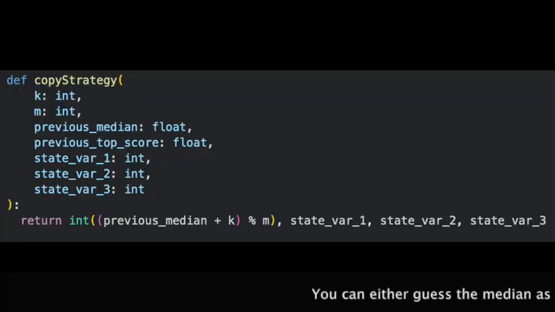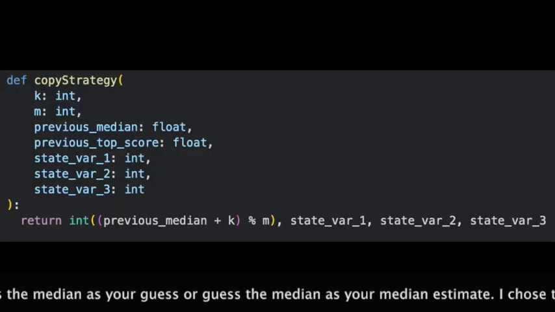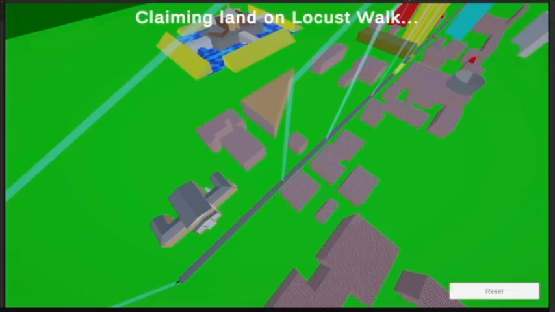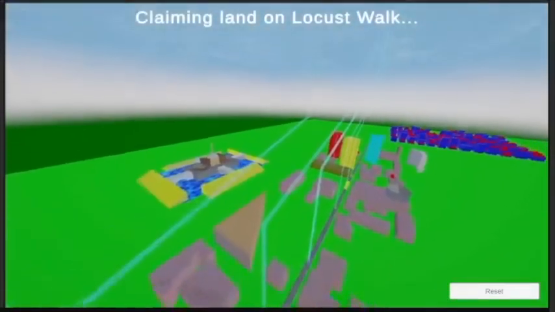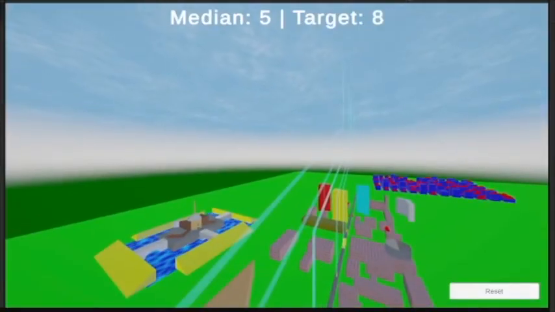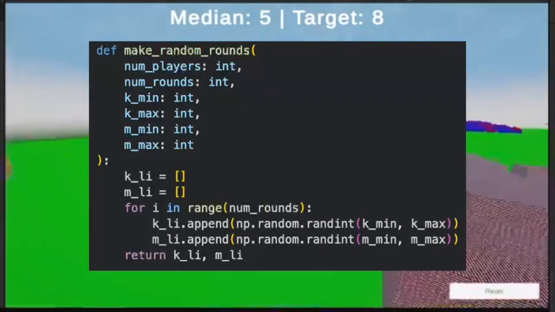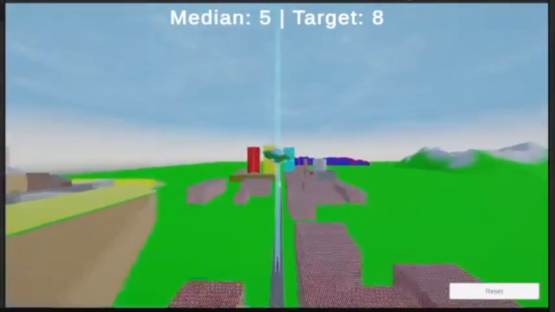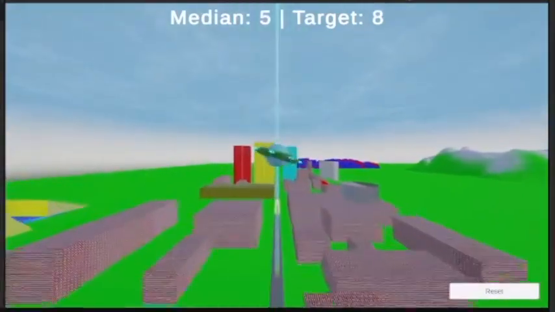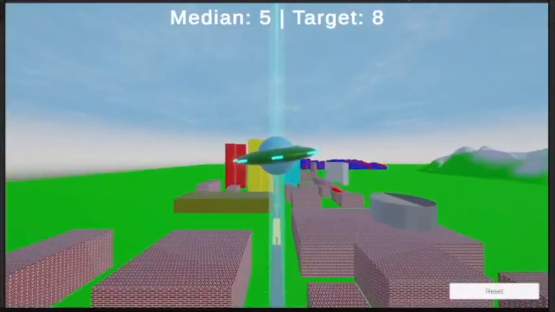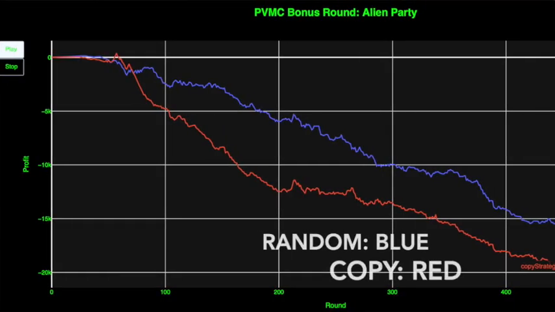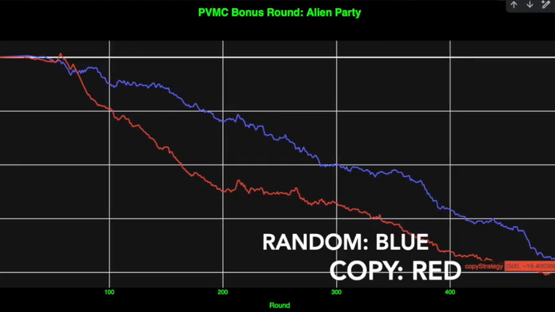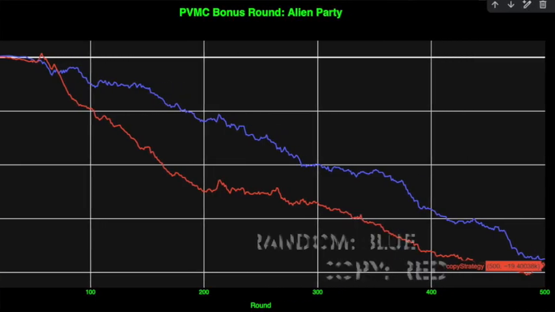The simplest version was extremely straightforward: take the previous round's median, and guess that again. At first glance, this sounds very reasonable. If the player population is somewhat stable, then maybe the median stays relatively stable too. The problem is that Alien Party changes M every round. Suppose the previous median was 900, but now M is only 50. Suddenly, that old information becomes almost meaningless. Raw medians do not transfer well across different scales. So the copy strategy ended up failing pretty badly whenever M changed significantly between rounds.